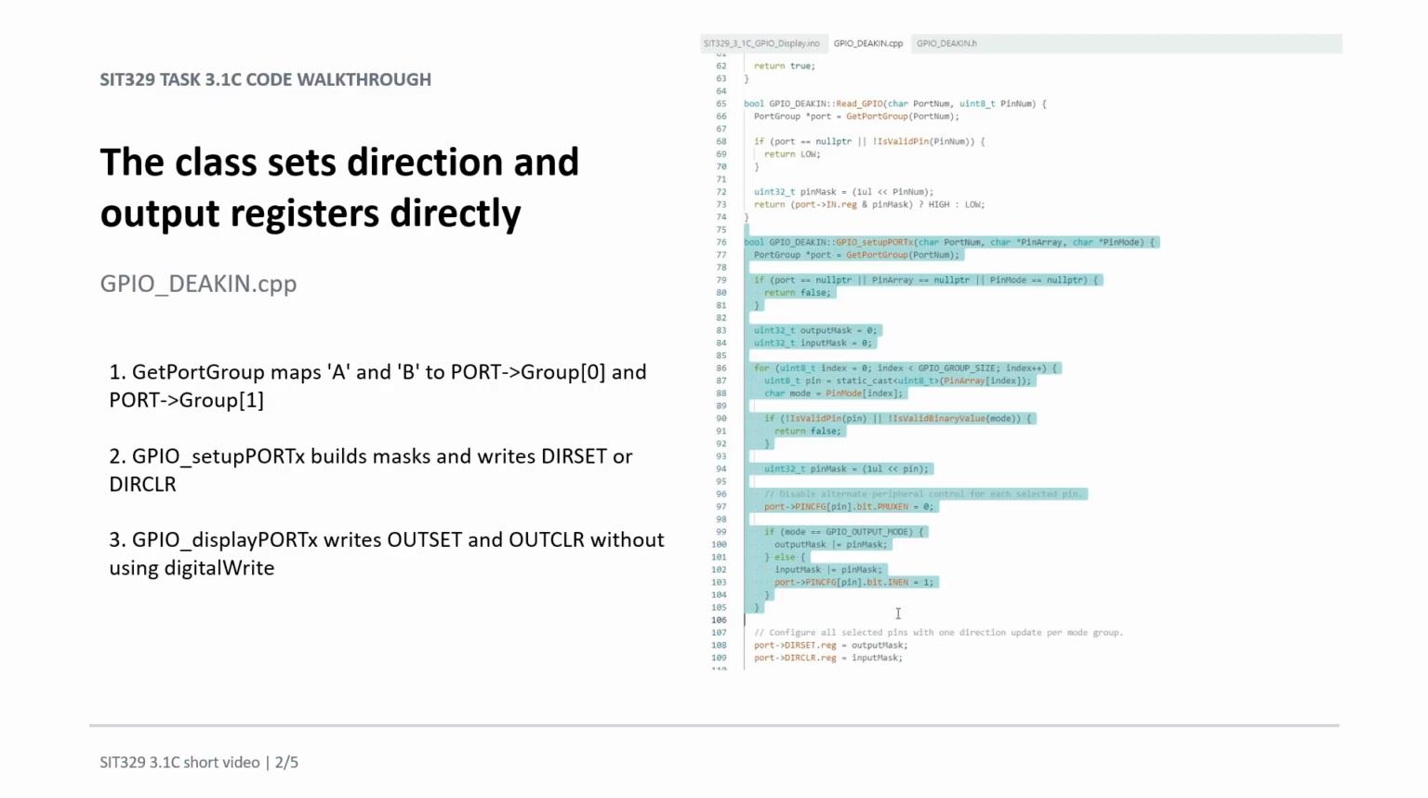For output pins, it builds an output mask and writes to direction set. For input pins, it builds an input mask, writes to direction clear, and enables the input buffer using the input enable bit.